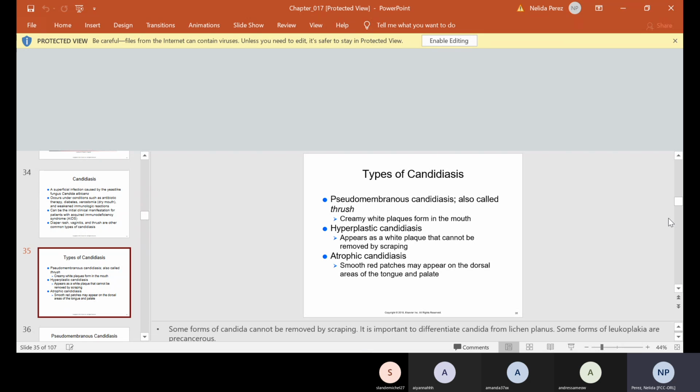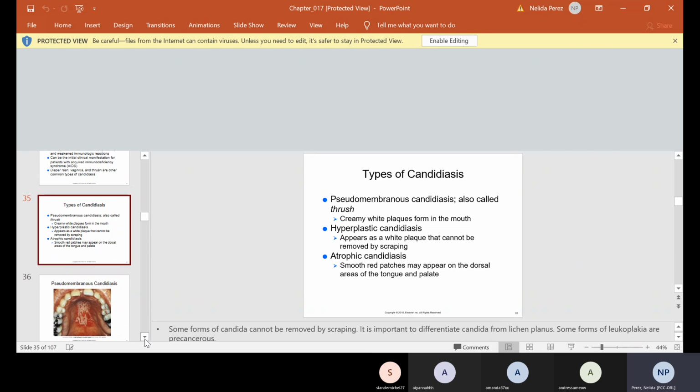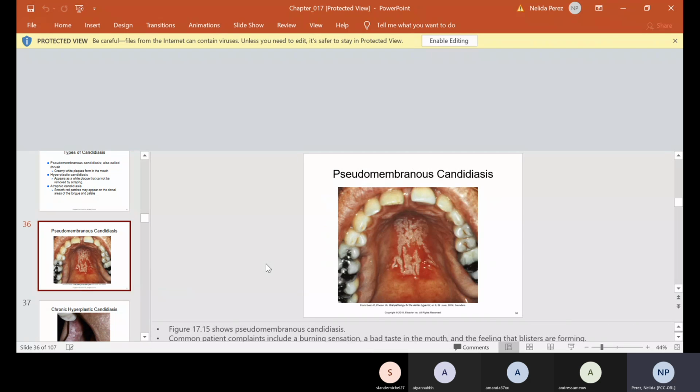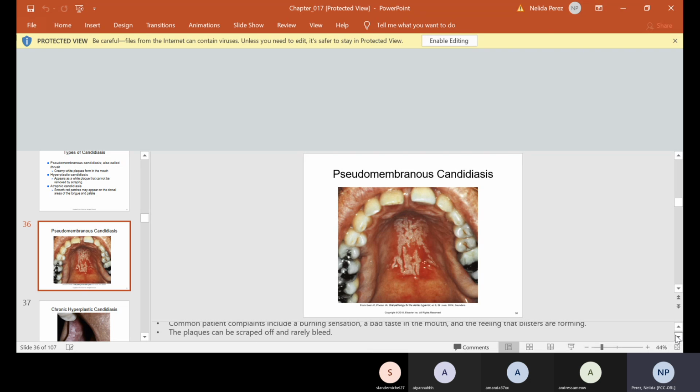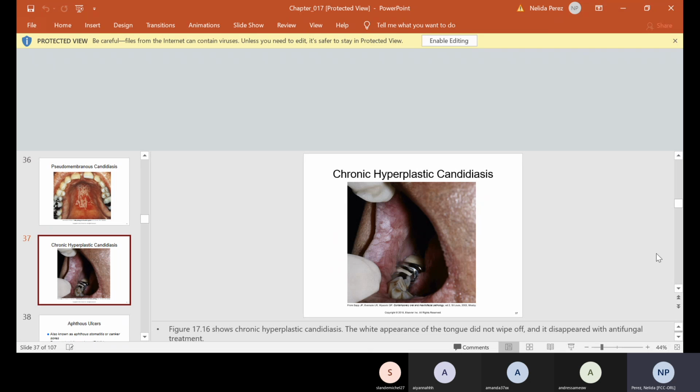Hyperplastic candidiasis appears as a white plaque that cannot be removed by scraping, and atrophic candidiasis is smooth red patches that may appear on the dorsal areas of the tongue and palate. So the good news is the ones that can be removed, that's good news. The ones that cannot be removed is bad news. What they look like, okay? Now the pseudomembranous candidiasis, the patients, because you see how red it is, they may feel a burning sensation, a bad taste in their mouth, and sometimes blisters form, okay? The plaques can be scraped off, and they rarely bleed. Here is chronic hyperplastic candidiasis. The white appearance of the tongue did not wipe off, and it disappeared with antifungal treatment.